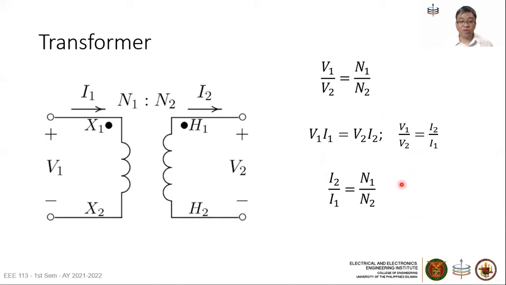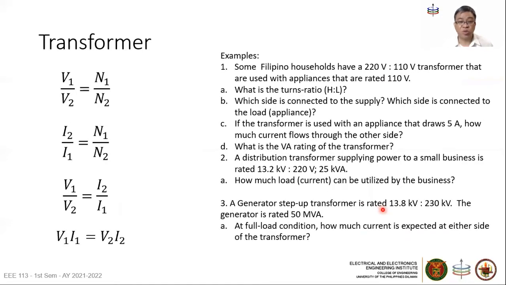Notice the difference between this one and this one here. That's V1 over V2 equal to N1 over N2. That's I2 over I1 equal to N1 over N2. Okay, let's do some examples.